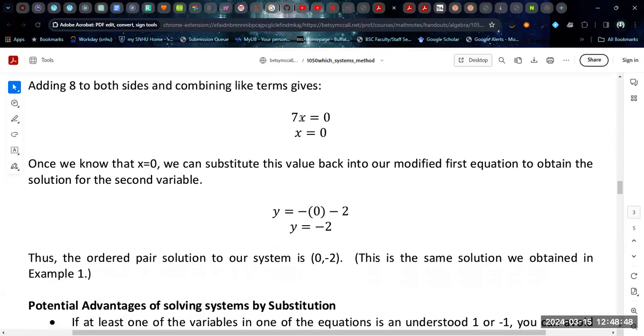My like terms, 3x and 4x add to 7x. The 8's cancel, and I end up with x equals 0. And then I plug my 0 into my y equation for x in order to obtain y. And this matches the solution that we obtained from the graph.